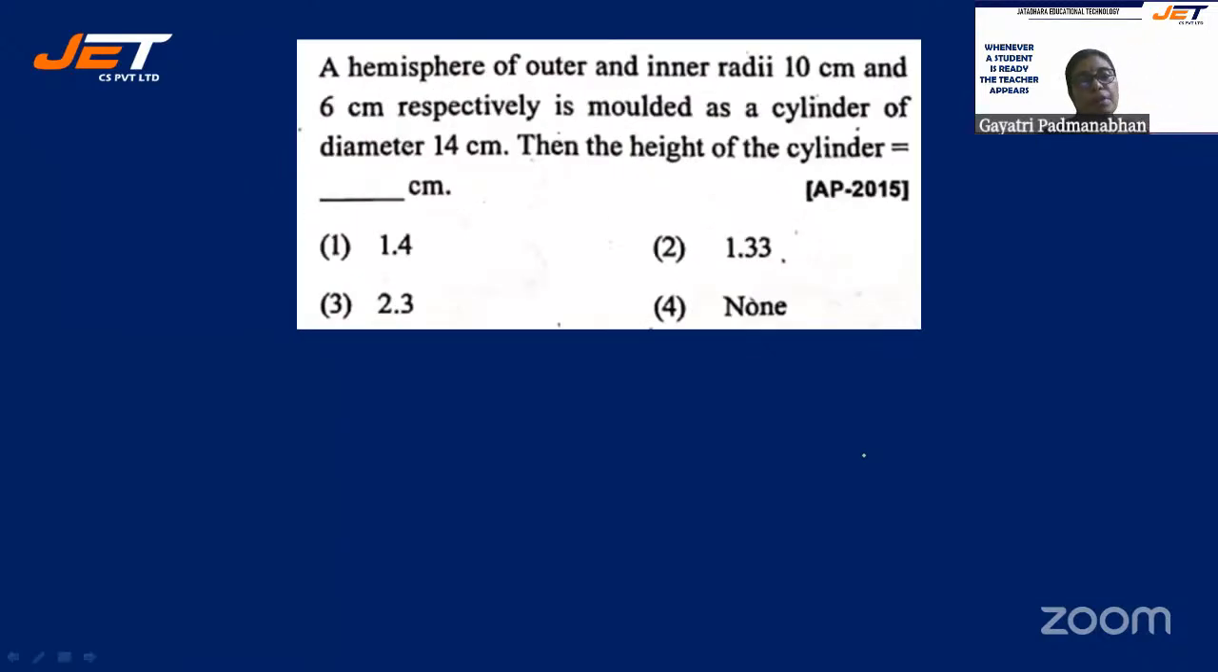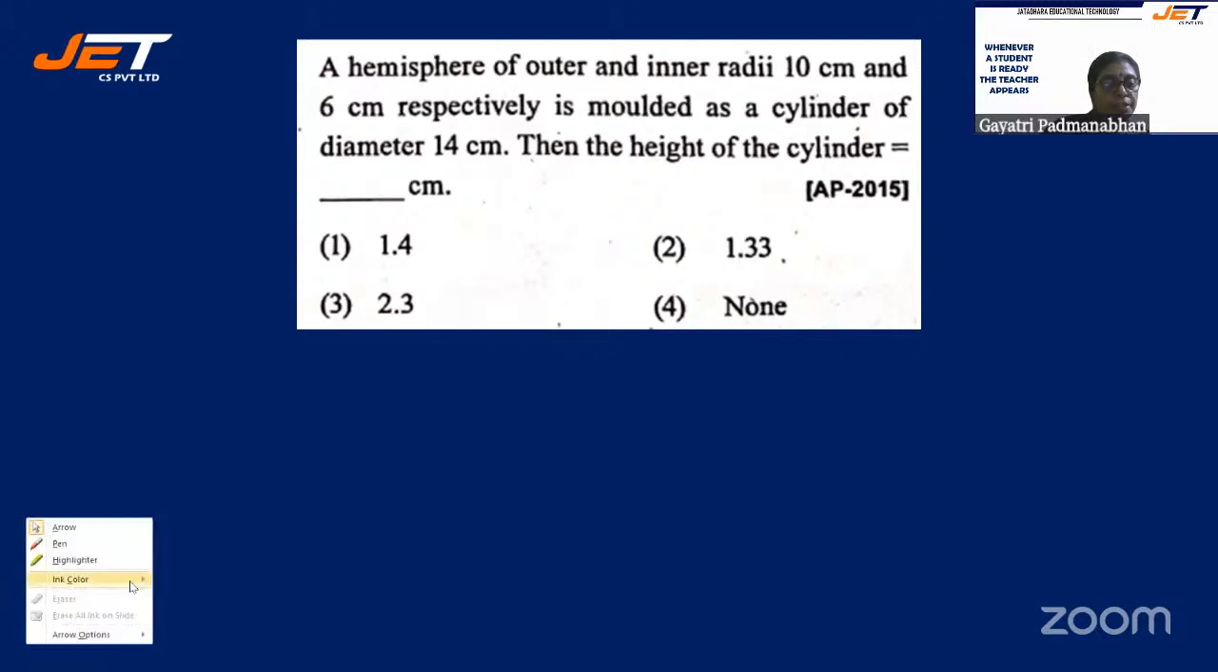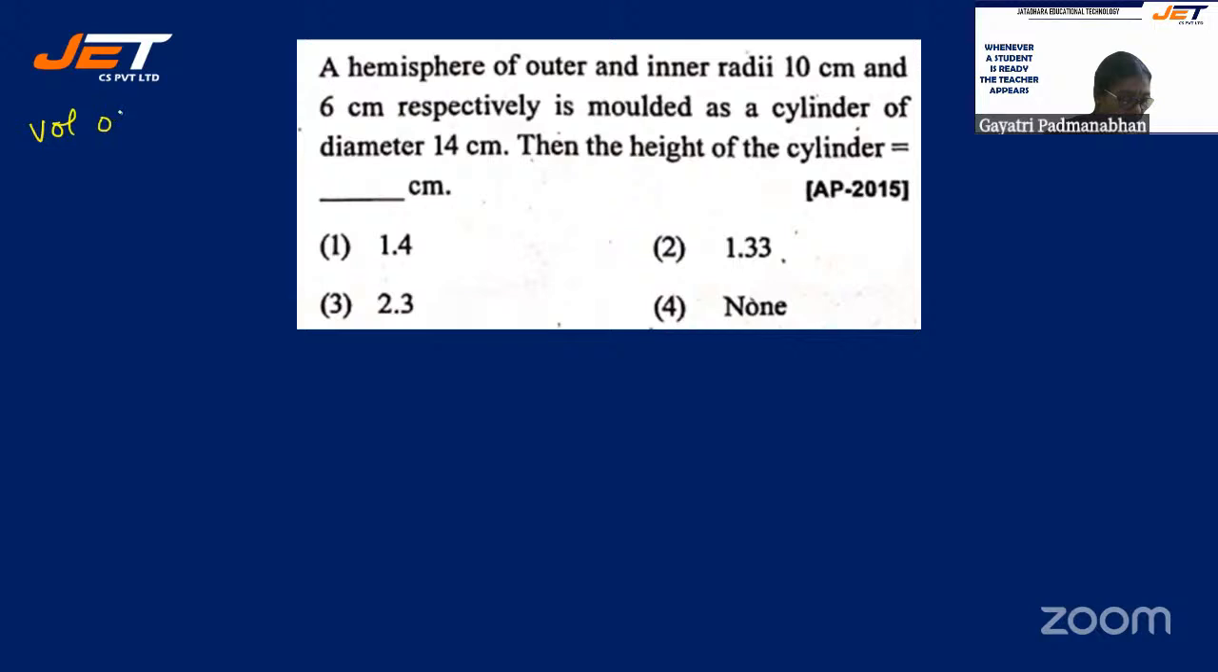A hemisphere of outer and inner radii 10 centimeter and 6 centimeter is molded as a cylinder of diameter 14 centimeter. Then the height of the cylinder is, all right. So this can be worked out actually, right? So you are going to take volume of hemisphere, which is 2 pi by 3 into R1 cube minus R2 cube, right?